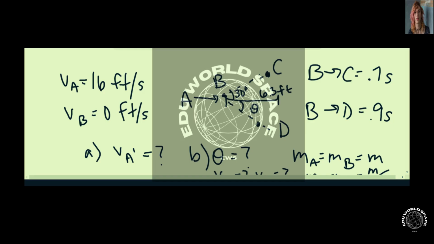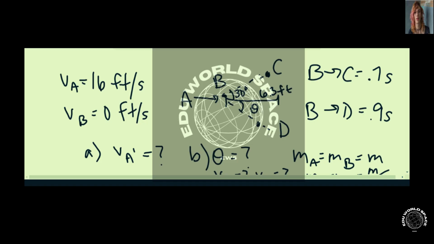Today we will be solving problem 14.22. In this problem, it states that there are two spheres, A and B. A is moving to the right, or the x direction, at 16 feet per second on a frictionless horizontal surface, and B is stationary. When A collides into B, A continues to the right, and B splits into two pieces, which we'll call C and D.